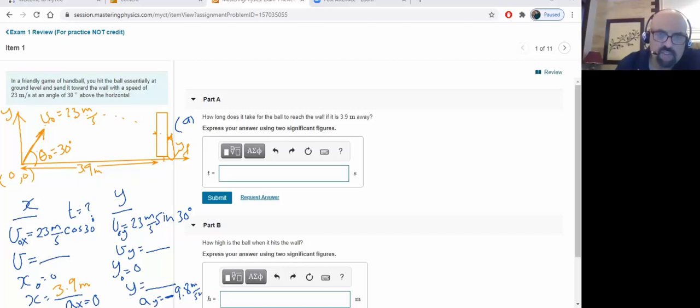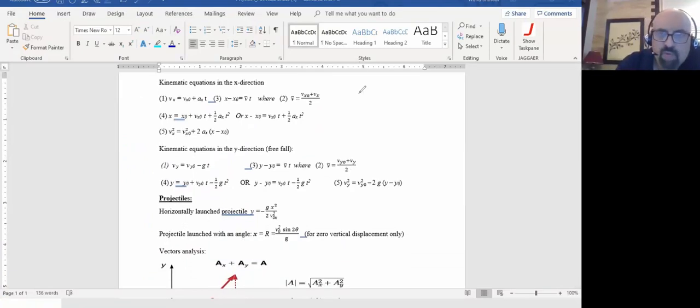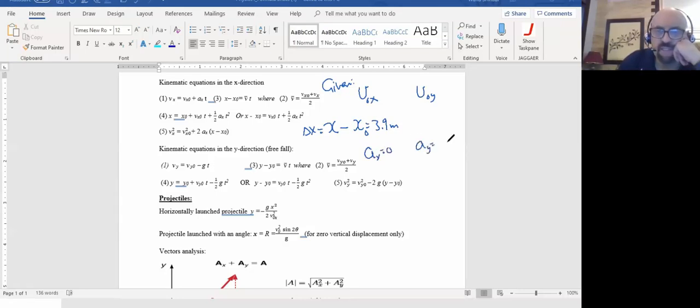Now, if you look at the equations here, those are the equations in the x and y direction. We'll be able to find v0x and v0y, the initial position and the final position. We know that the final position is 3.9 and the initial position is 0. So delta x, which is the displacement in the x direction, is 3.9 minus 0, which gives 3.9 meters. And we know the acceleration in the x direction is 0. The acceleration in the y direction is negative 9.8 meters per second squared.